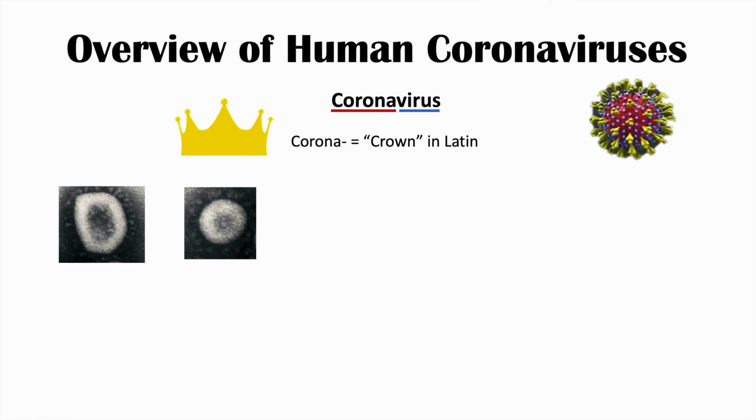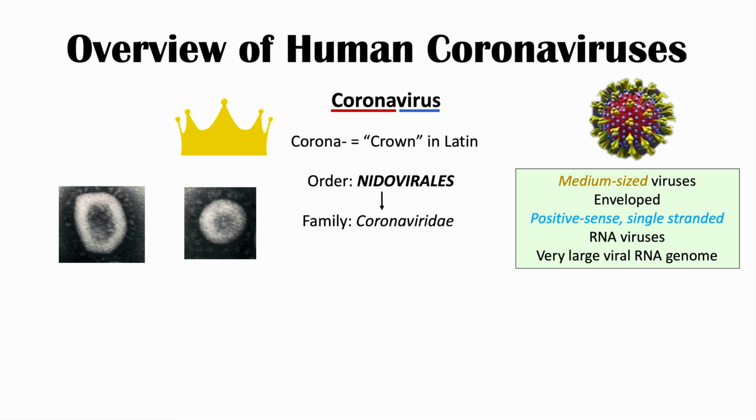So coronaviruses themselves come from the order Nidovirales, and they are in the family of viruses known as Coronaviridae. The coronaviruses are medium-sized viruses. They are enveloped, and they are positive sense single-stranded RNA viruses. If you were to look inside the virus, they have one single strand of RNA as their genetic code. They have a very large viral RNA genome, some of the largest RNA genomes known.